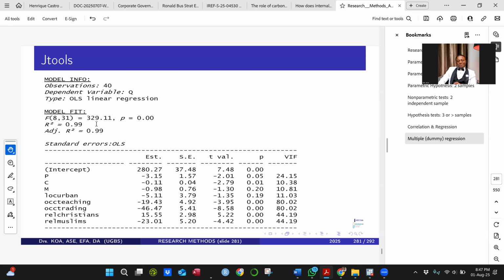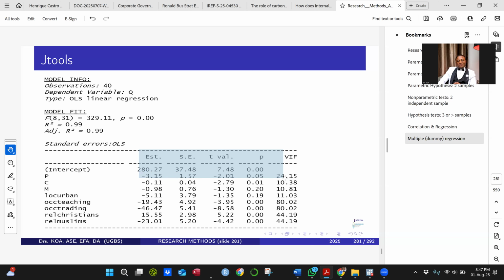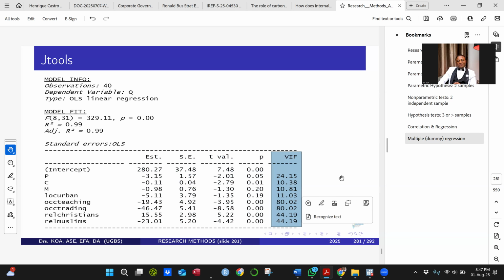Now, when you run the regression using these library tools, you will get the entire regression, the same thing I had before, but this time at the far right you will get the variance inflation factor for each variable. I have also given the variance inflation factor for the dummy variables, but like I said, don't use that. Don't discuss the variance inflation factor for dummy variables. I've said it many times. But more importantly, go and find out why you shouldn't do that.